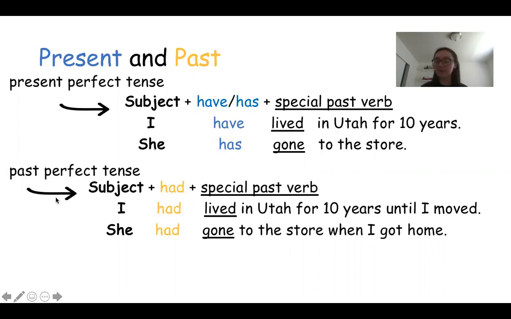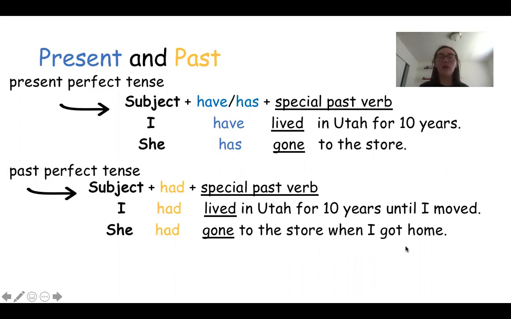So for past perfect tense, it's a little bit easier because the only word that we need to use to show that's different from the present perfect tense is we just use the word had, right? So we just say the subject had and then the special past verb. So I had lived in Utah for 10 years until I moved, or she had gone to the store when I got home.